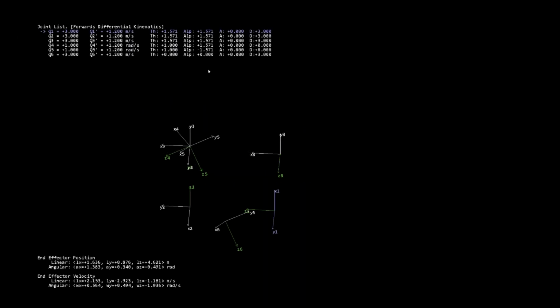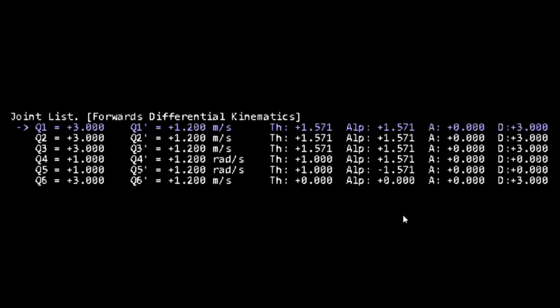We begin by analyzing the forward kinematics of a 6-joint manipulator. We can tweak each joint position to observe how the end effector changes. To see how the DH parameters change, take a look at the table at the top.